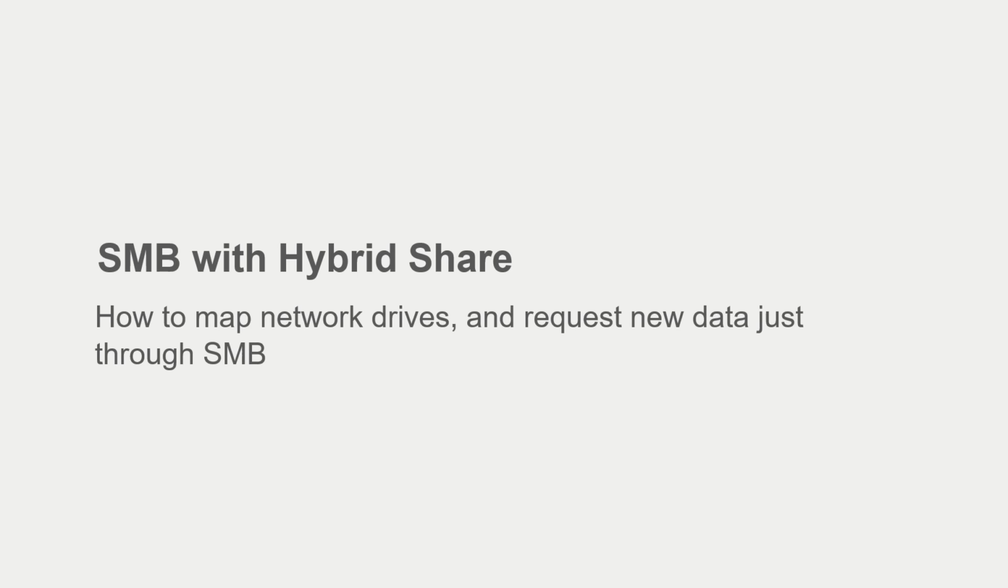Now that our end users are all logged in, they can begin utilizing Hybrid Share through SMB, just by mapping some network drives on Windows, for example. So we're going to show you how to map the network drives and request new data just through SMB. And what's really awesome about this integration is if your end user is used to using a file server in a normal Windows environment, the workflow and the learning curve for this is completely minimal. It's like using any other file server, just on the back end, it's enabled and powered by Hybrid Share and a Synology C2 cloud environment.